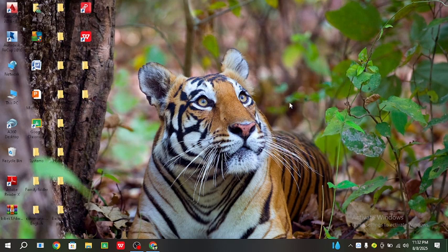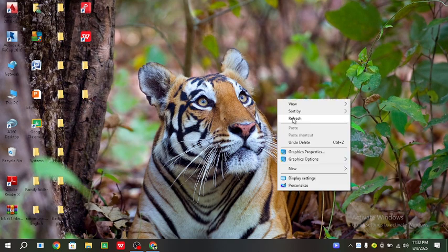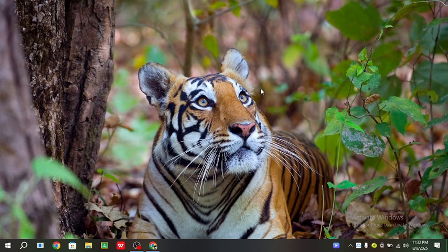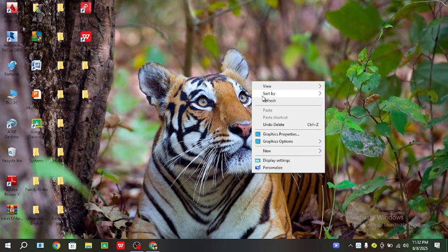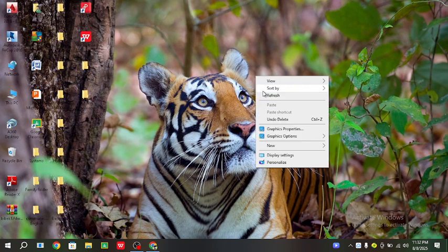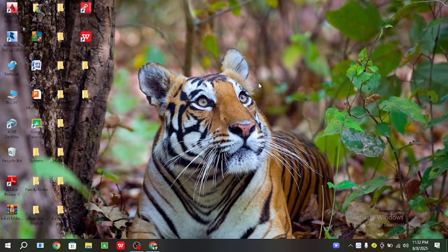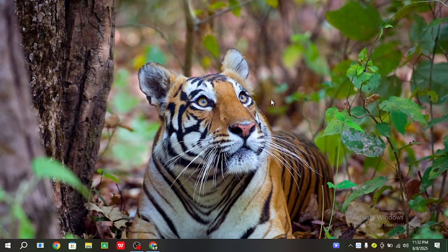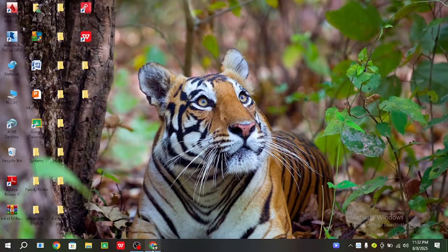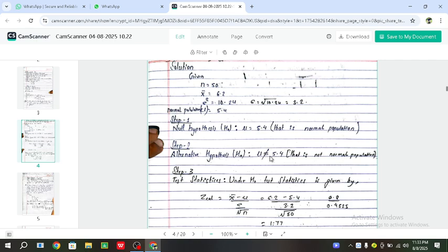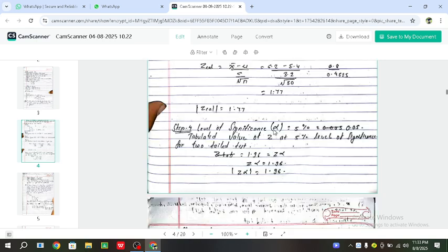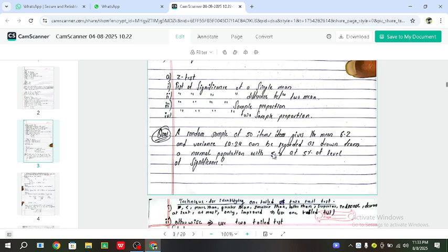Last time we discussed the numerical related to Z transform, one that is related to the two tail test. Now today we are going to discuss the numerical of the same Z test but in one tail. Last time we already discussed the two tail test question.